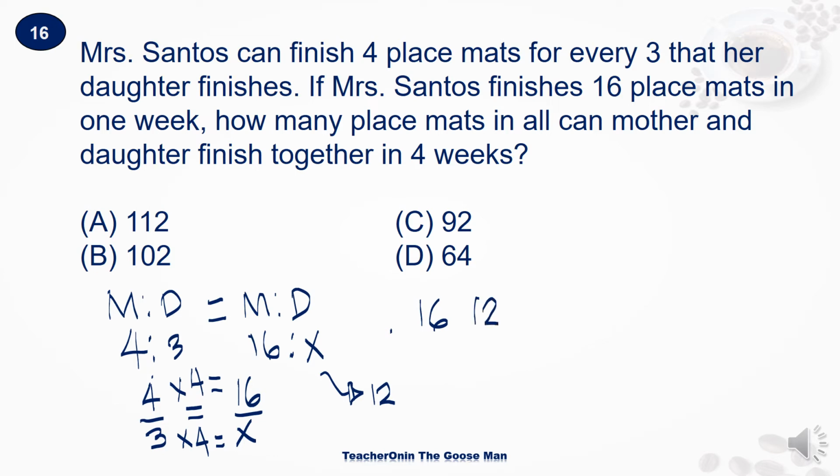So in a week, I'll combine 16 and 12, and I have 28. However, I want to find out the total placemats in 4 weeks. So we have 28, and we just multiply it by 4. So we come up with 112. From our choices, the correct answer is letter A.